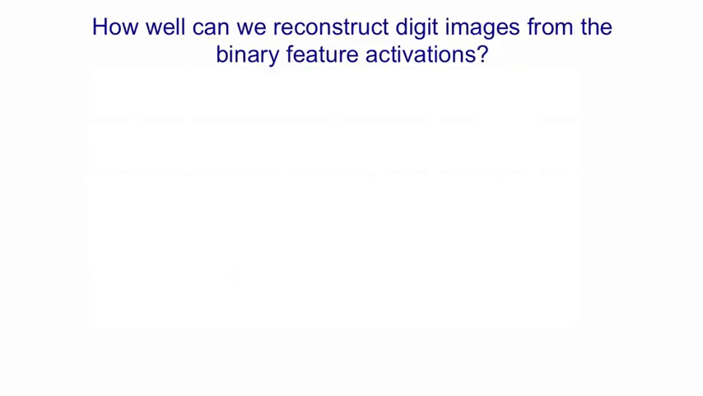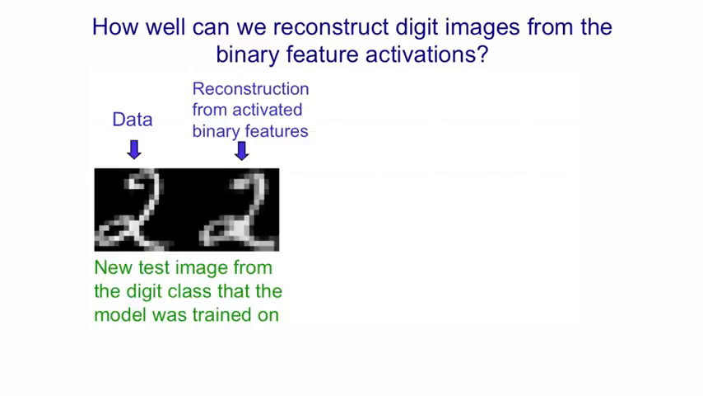Once we've learned the model, we can look at how well it reconstructs digits, and we'll give it some test digits that it hasn't seen before. So we'll start by giving it a test example of a 2, and its reconstruction is pretty faithful to the test example. It's slightly blurry. The test example has a hook at the top, and that's been blurred out in the reconstruction. But it's a pretty good reconstruction.